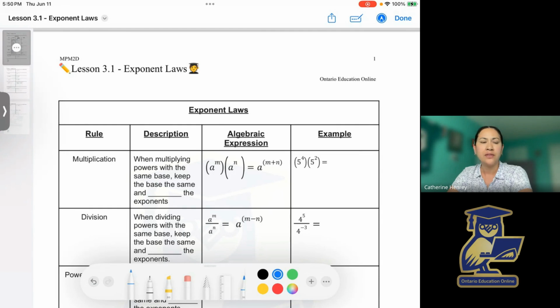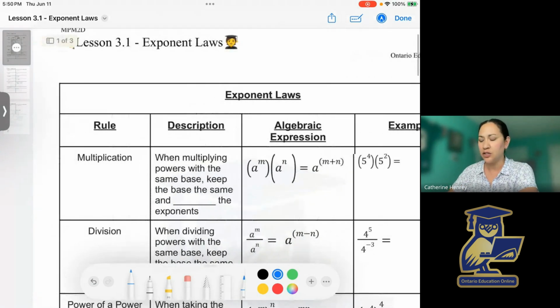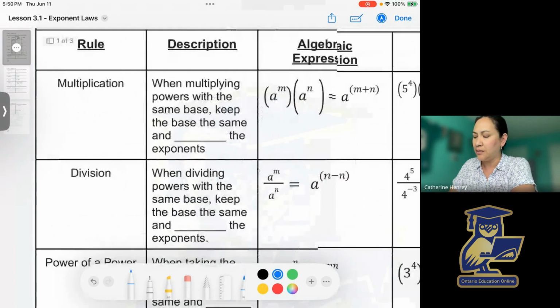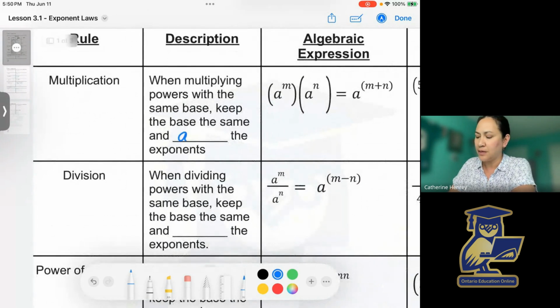Hi everyone, welcome to lesson 3.1 where we're going to talk about exponent laws. So let's take a look at the first one where we're going to talk about multiplication of exponents. When we multiply powers with the same base, we're going to keep the base the same and we're going to add the exponents. So let's fill that in there.